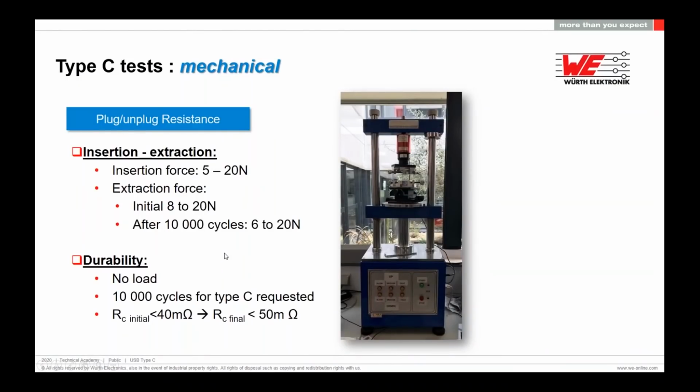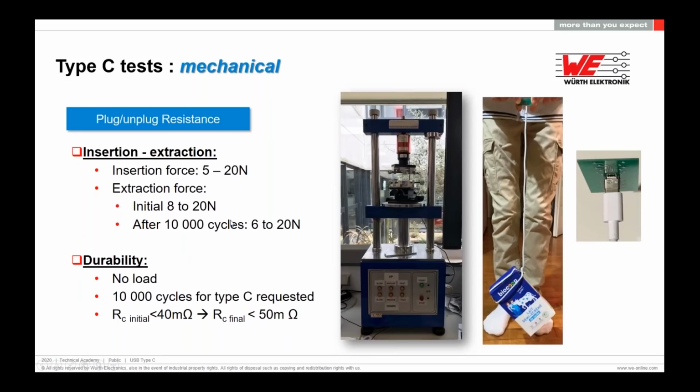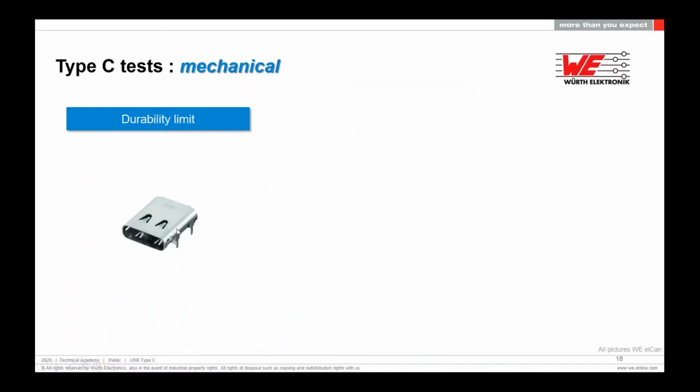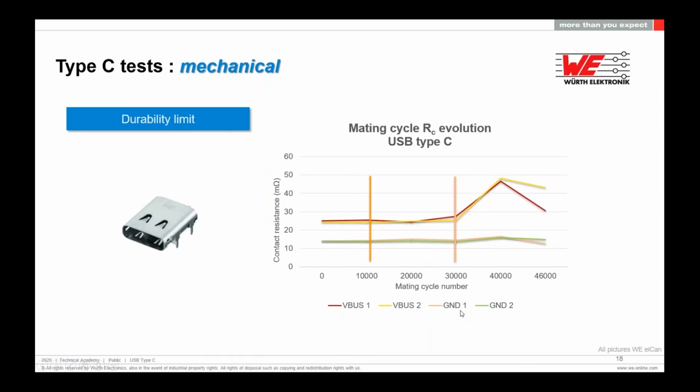The insertion and extraction force is between 5 and 20 Newton. Usually we have at least 10 to 20 Newton, which means you can hang at least 1 kilogram of weight, because 10 Newton is around 1 kilogram, of course. Then the USB Consortium says you need to handle at least 10,000 cycles of extraction and insertion, and then you must stay below a certain value of RDC of the pins. This is especially critical for the VBUS and the ground pins, of course, because there we have the highest power and the highest current.